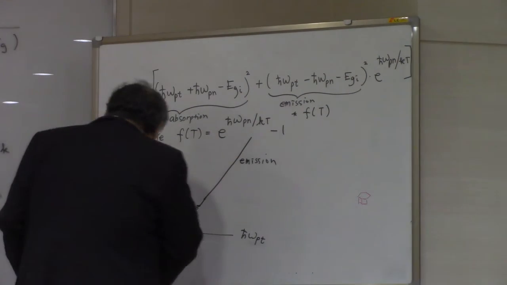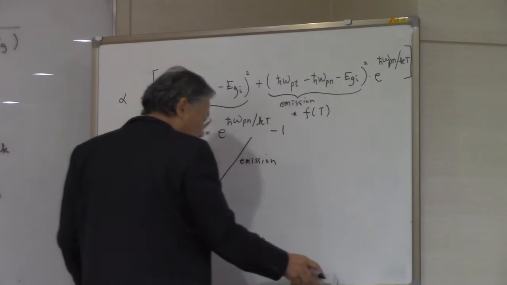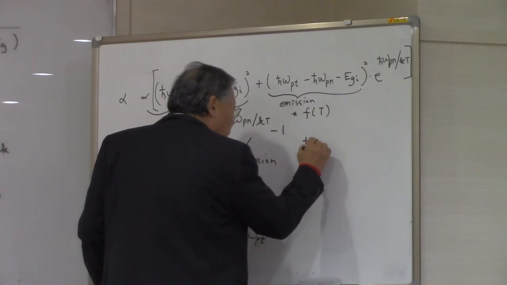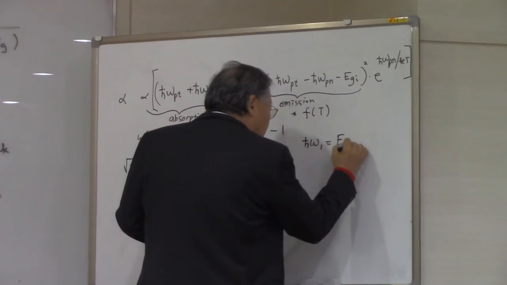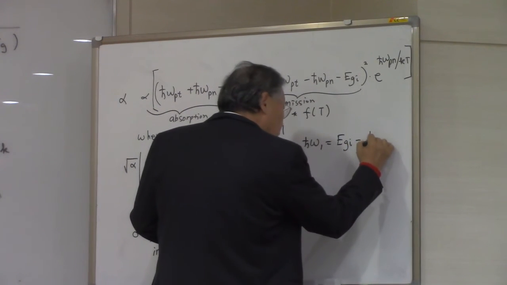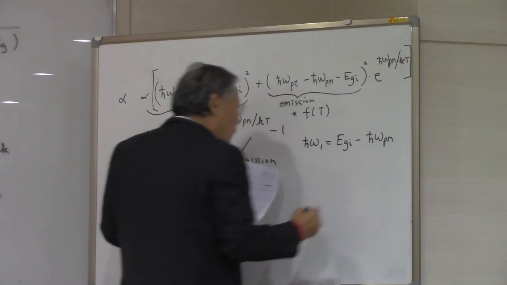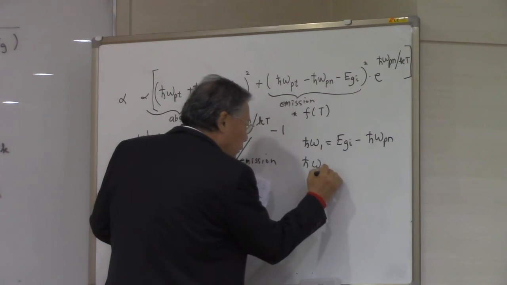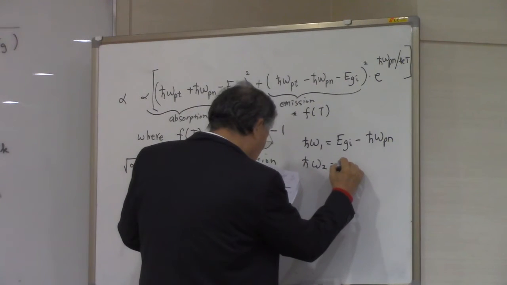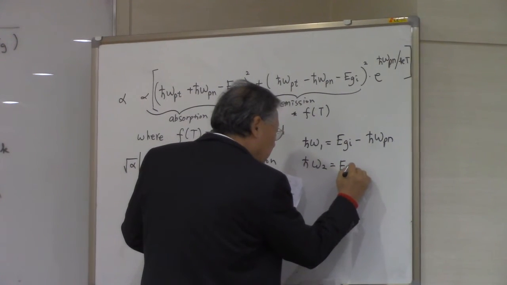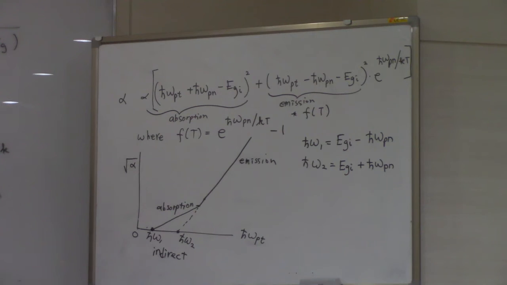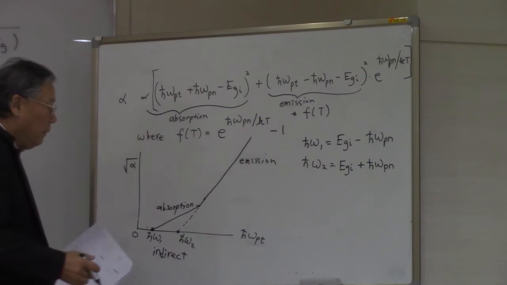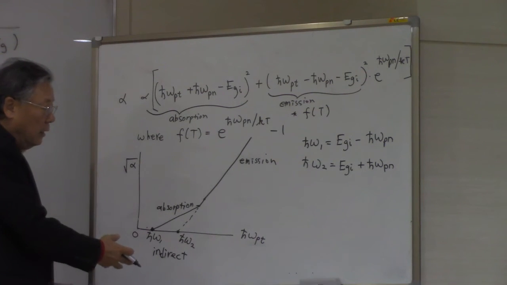And here the h bar omega 1 is going to be the indirect band gap minus h bar omega phonon. And h bar omega 2 is going to be the indirect band gap plus h bar omega phonon. So we can get the indirect band gap if you measure this experimentally.